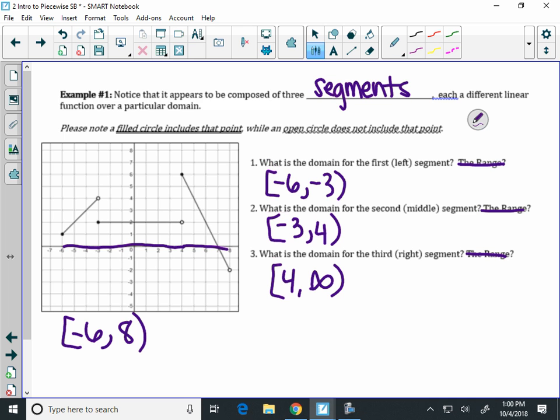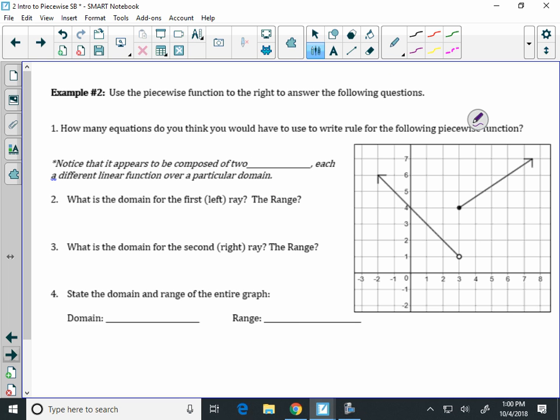Okay? All right, let's look at the next graph here. We'll ignore the range for now. This graph is composed of segments or rays. Okay? 2 rays, right? 2 rays. How many equations do you think it would take to write? Like, how many equations do you think it takes to make that graph? 2. Why do you think it takes 2 equations? Because there are 2 rays. Good. So each piece gets its own equation.